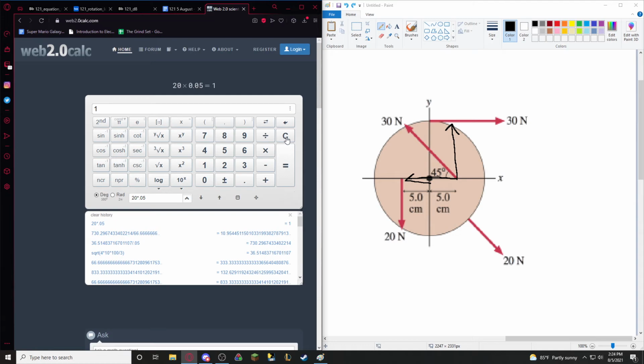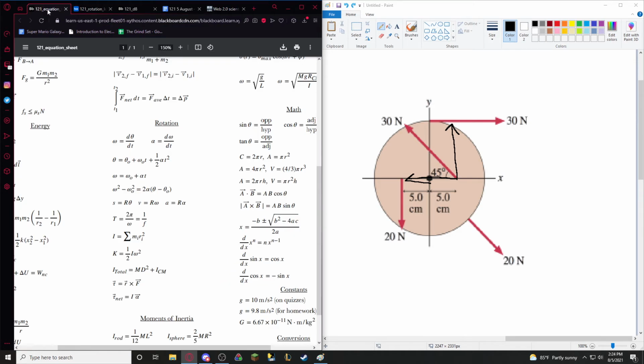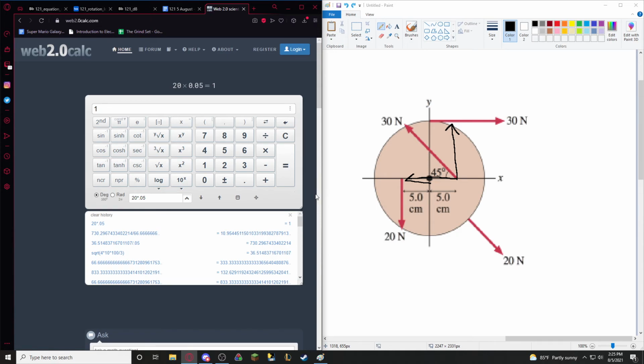So 1, and then the, what would be the units for torque? I'm blanking. It'd be Newton meters. Yeah, Newton meters. So 1 Newton meter. And we'll say that's positive because the torque is in the positive z direction. So counterclockwise is positive. The 30 Newton force here, what direction is it acting in? Clockwise, so it'd be negative.